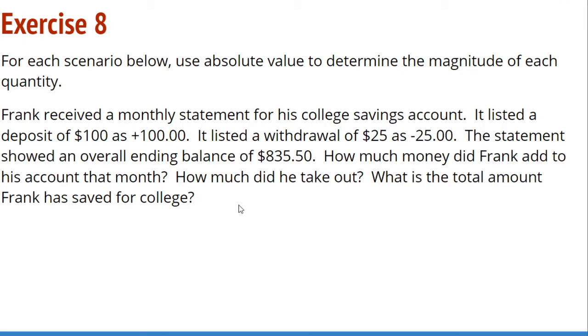Frank received a monthly statement for his college savings account. It listed a deposit of $100 as plus 100. It listed a withdrawal of $25 as negative 25. The statement showed an overall ending balance of $835.50. How much money did Frank add to his account that month? How much did he take out? What is the total amount Frank has saved for college? Go ahead and pause and think about that for a moment.